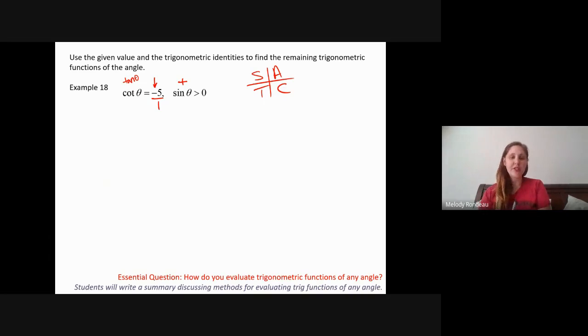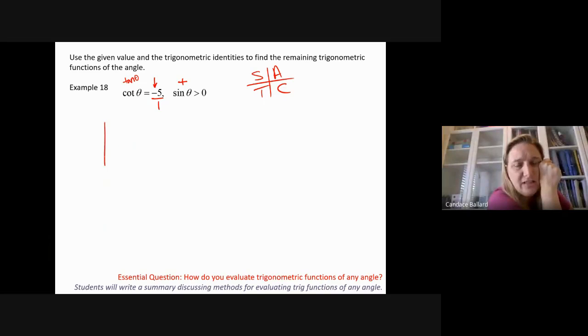Here's another question for the chat. I just love my chat questions. Which quadrant should I be drawing my picture in? Okay, so tangent is positive and sine is positive. So what quadrant do you guys think? And remember, it's supposed to be Roman numerals. So 1, 2, 3, or 4.